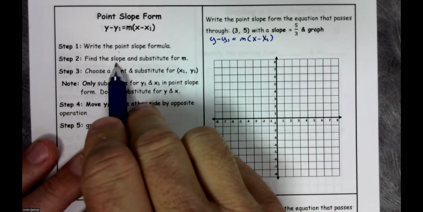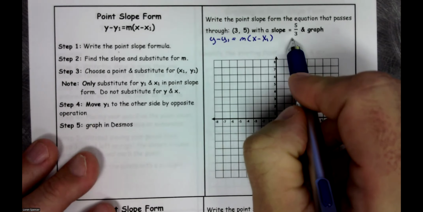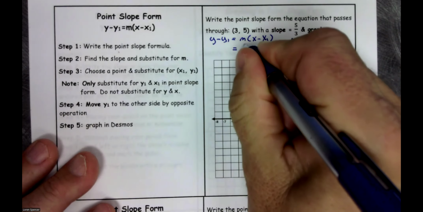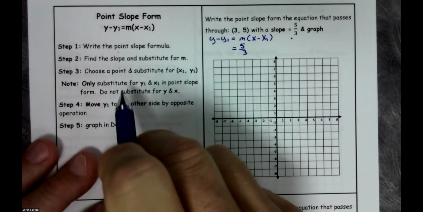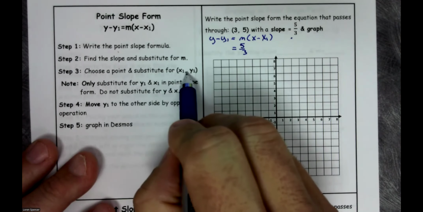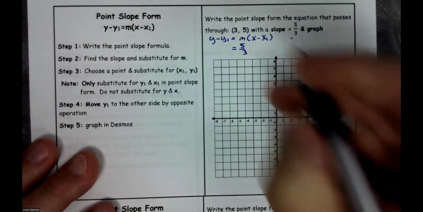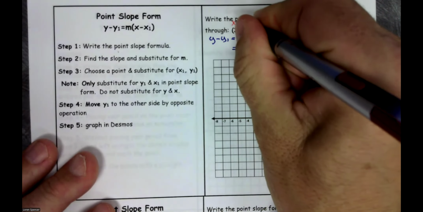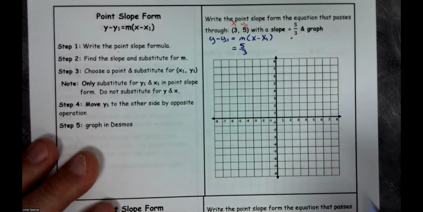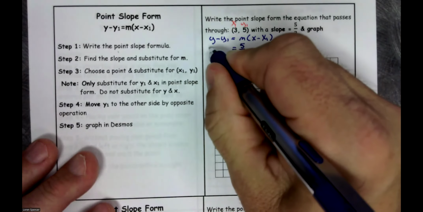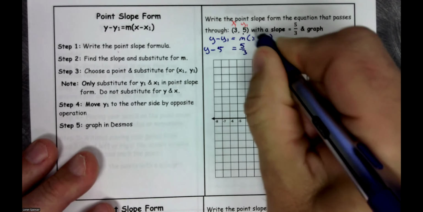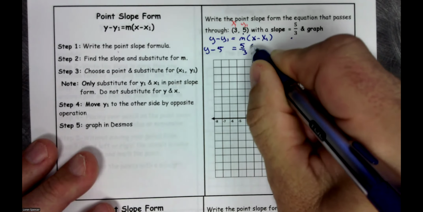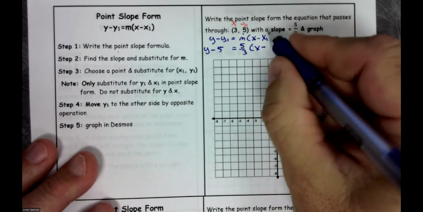Find the slope and substitute for m. Oh, they told me my slope is 5/3, so I can plug in 5/3 right below that. All right, choose a point for x1 and y1. Well, we only have one point, and so this will be x1 and this will be y1, and we'll plug that in. So that will be y minus 5, and this will be parenthesis x minus 3.